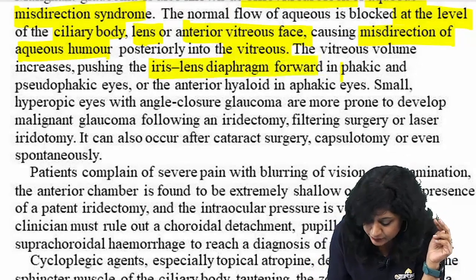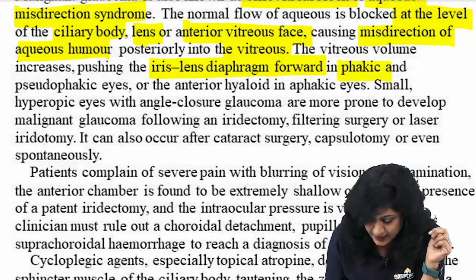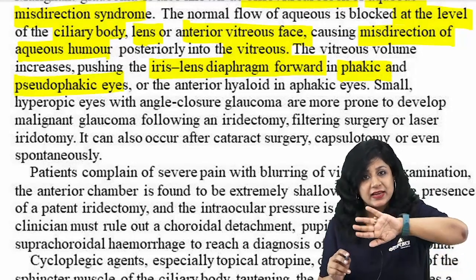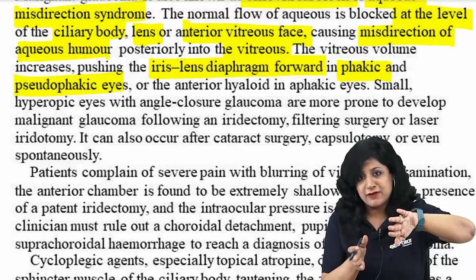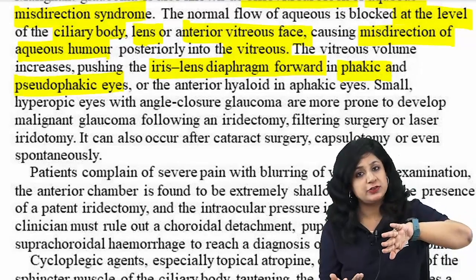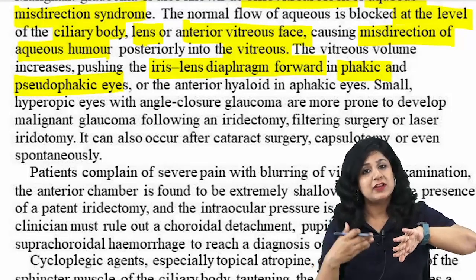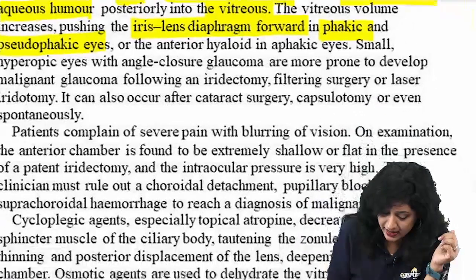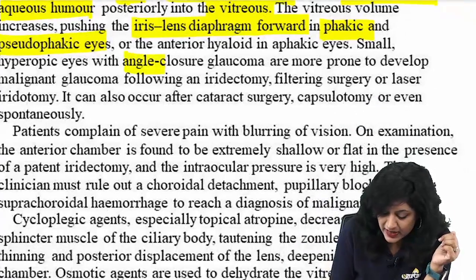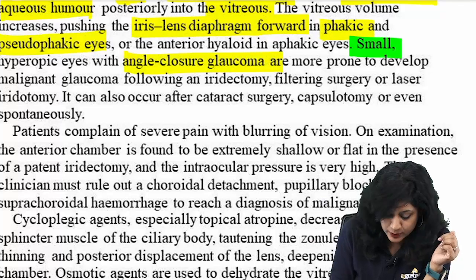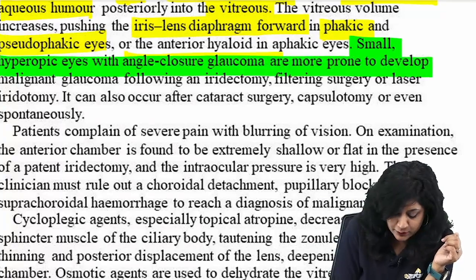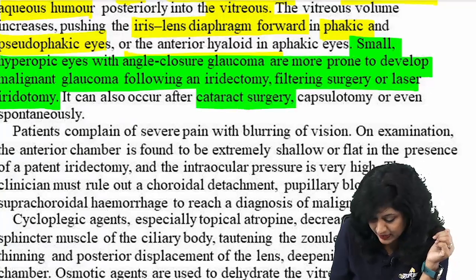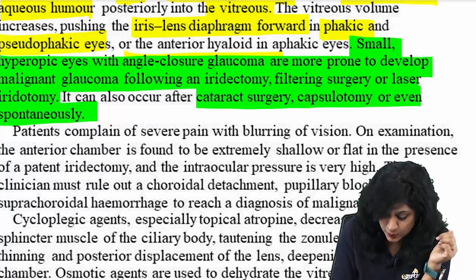So it pushes the iris lens diaphragm forward, especially in the phakic and the pseudophakic eyes, or it is just the anterior hyaloid phase which is going anteriorly if it is aphakia. So it's not that it can occur only in pseudophakic, it can occur both in aphakia as well as pseudophakia, because either way it's going anteriorly. And small hypermetropic eyes with angle closure glaucoma are actually more prone to develop this malignant glaucoma following an iridectomy, filtering surgery, laser iridotomy. It can occur after cataract surgery, capsulotomy, or even spontaneously.